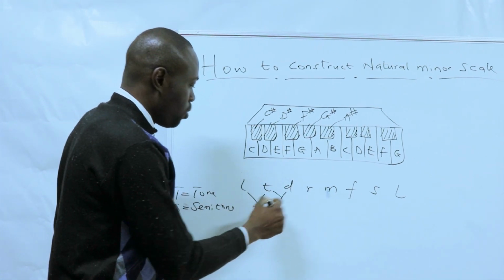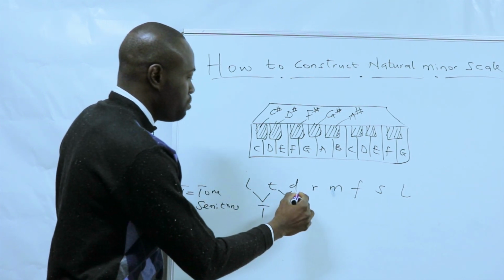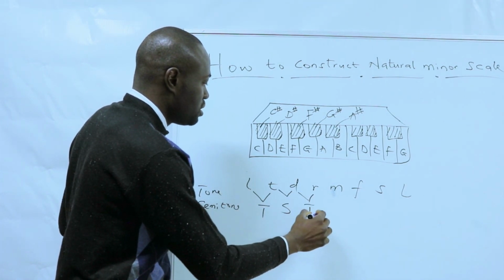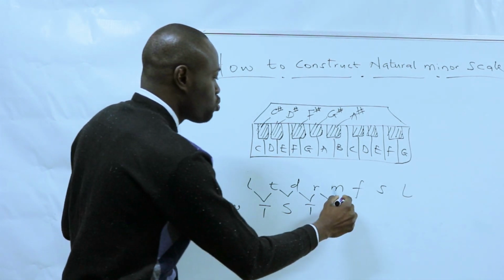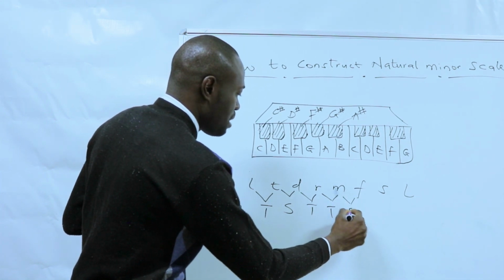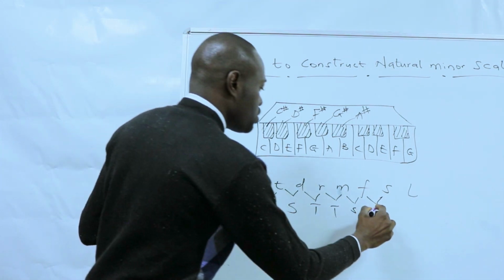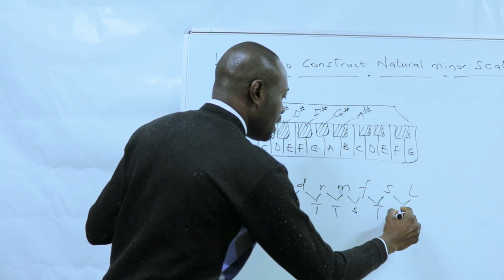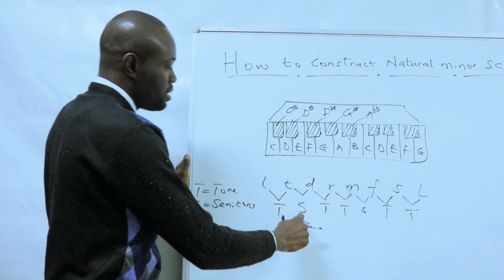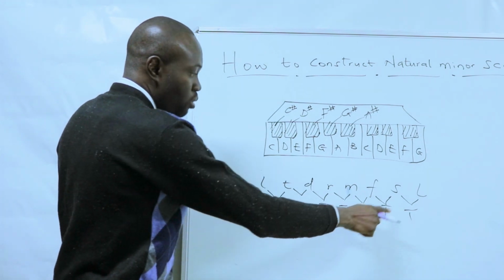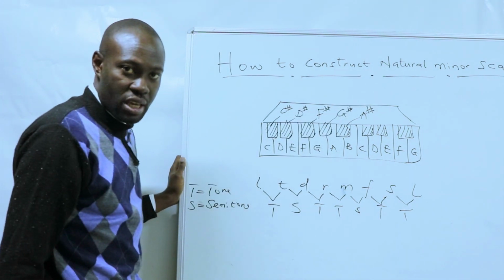Between Ti and Do, we've got a semitone, so I'm just going to represent it with an S. Between Do and Re, again, we've got a tone. Between Re and Mi, we've got another tone. Between Mi and Fa, we've got a semitone, S. Between Fa and Sol, we've got a tone. And lastly, between Sol and La, we've got a tone. So if you follow this formula, tone, semitone, tone, tone, semitone, tone, tone, you're going to arrive at the construction of a natural minor scale.